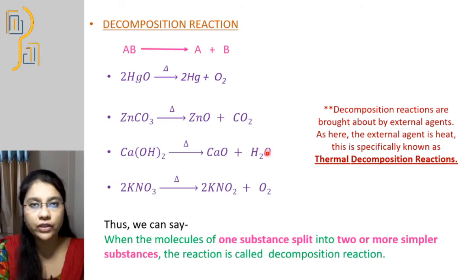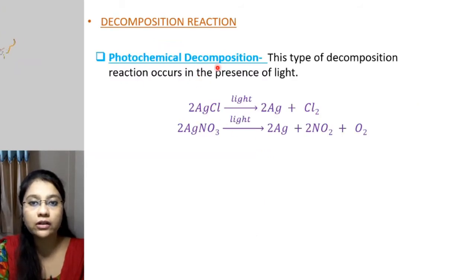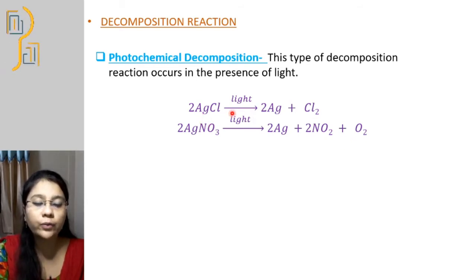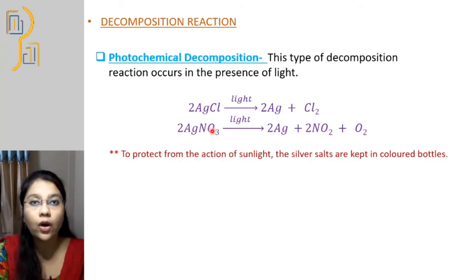The other decomposition reactions are photochemical decomposition, which occurs in presence of light. For example, silver chloride in the presence of light decomposes to silver and chlorine, and silver nitrate in presence of light decomposes to silver, nitrogen dioxide and oxygen. So you can see how in presence of light silver salts are decomposed, and this is the reason why silver salts are kept in colored bottles to prevent them from decomposition by sunlight.